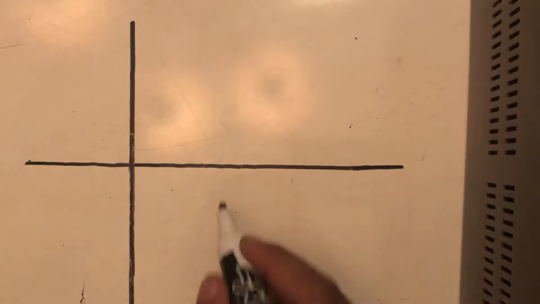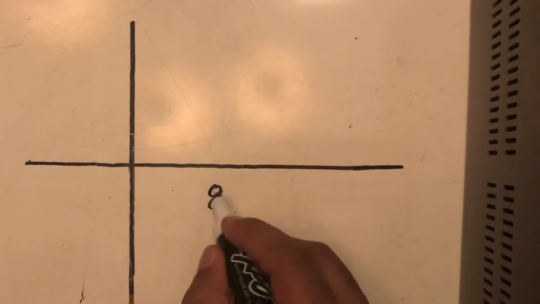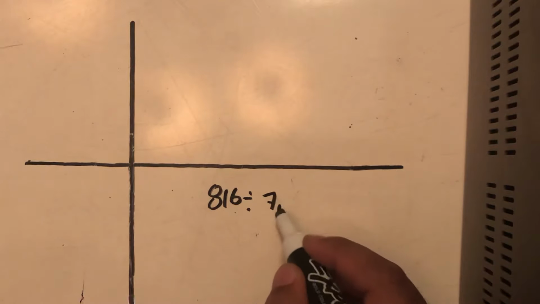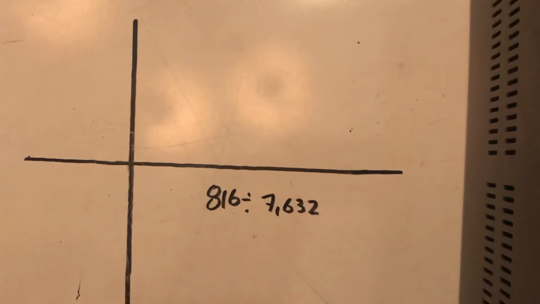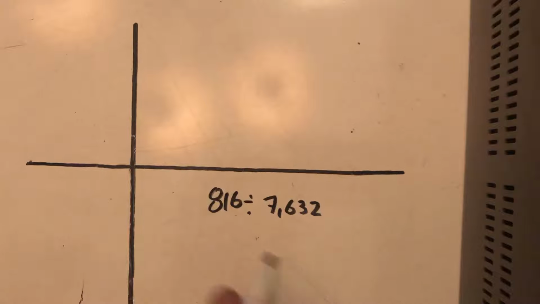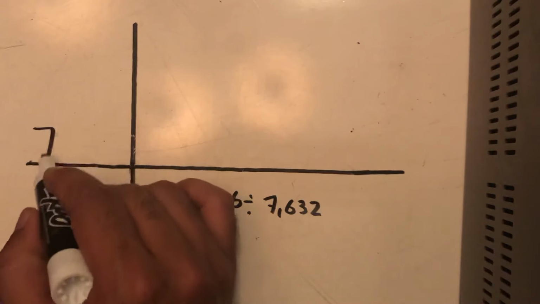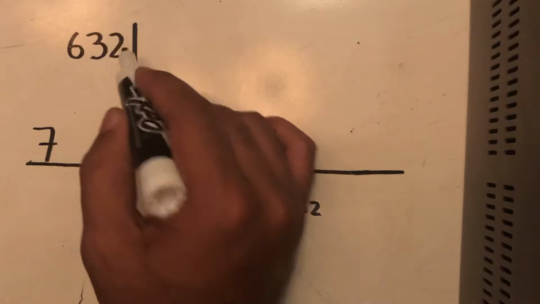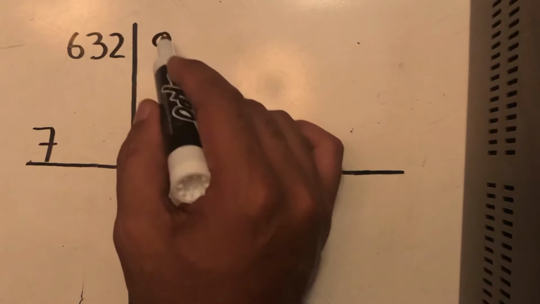Hello everybody. Today we're going to divide 816 by 7,632. Okay? Now I'm going to put my 7 over here and 3 flag digits, 632. Great, I'm going to put my 816 here.